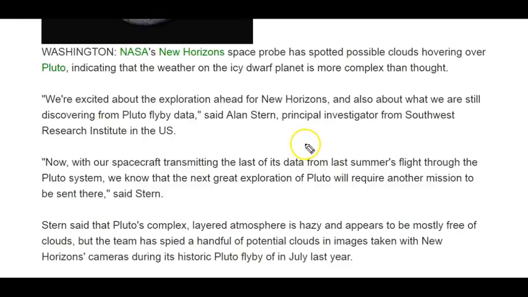Earlier, it was considered that Pluto does not have any clouds, but recently the New Horizons space probe spotted possible clouds hovering over Pluto. It indicates that the weather on Pluto is much more complex than what we thought.